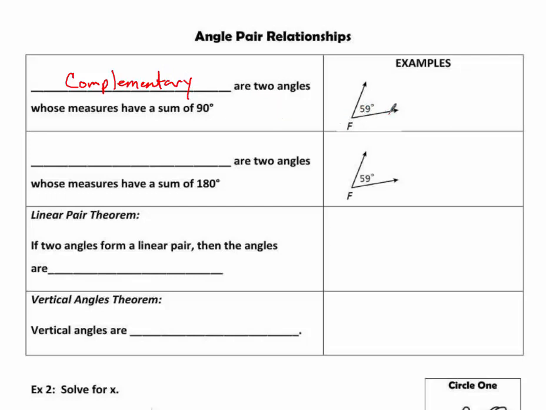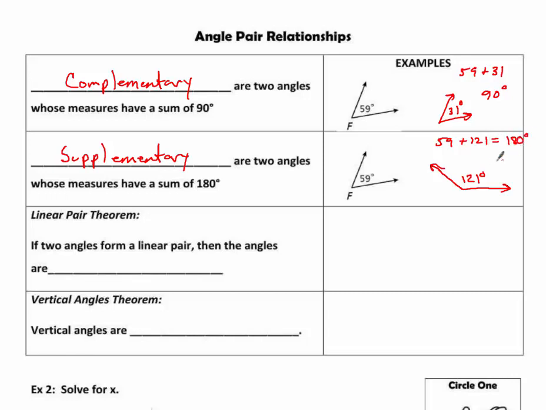Okay, so if one angle is 59 degrees, the complementary angle to that is 31 degrees, because 59 plus 31 is 90. Angles whose measures have a sum of 180 degrees are called supplementary. If this is 59 degrees, then the supplementary angle to this is 121 degrees, because 59 plus 121 equals 180 degrees.